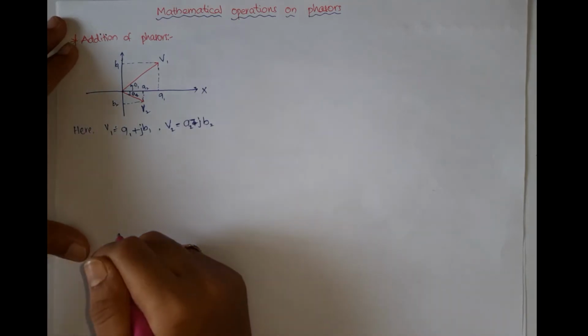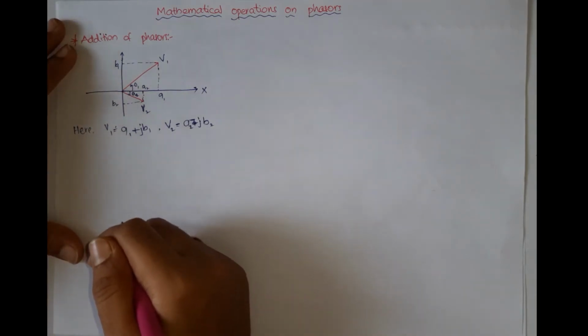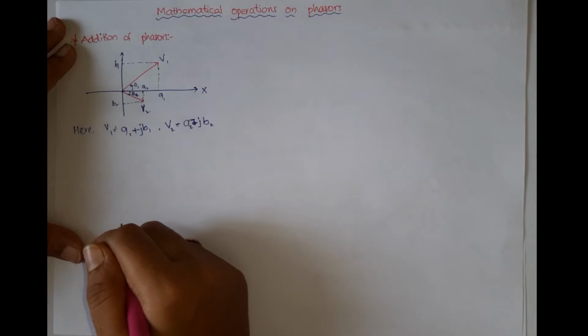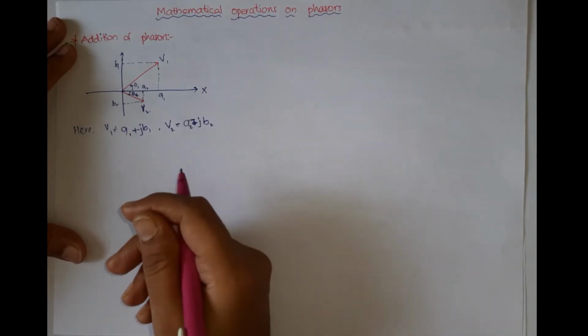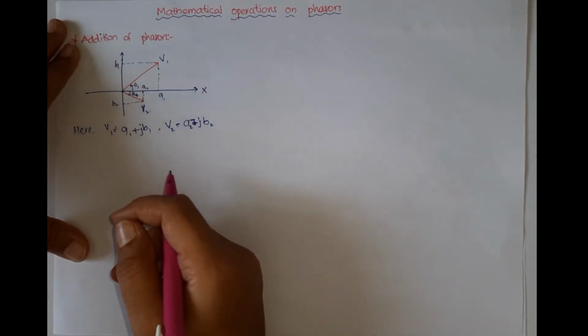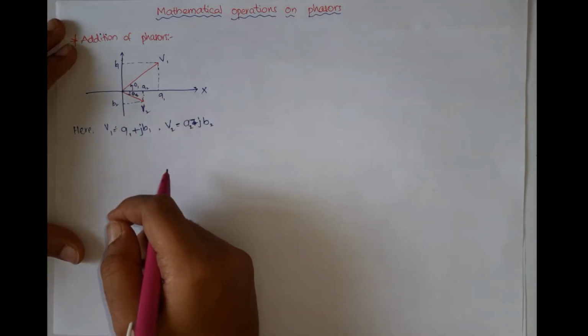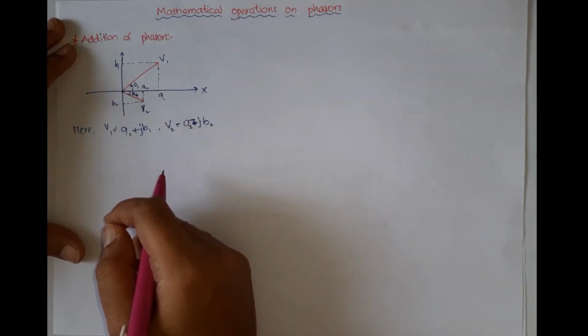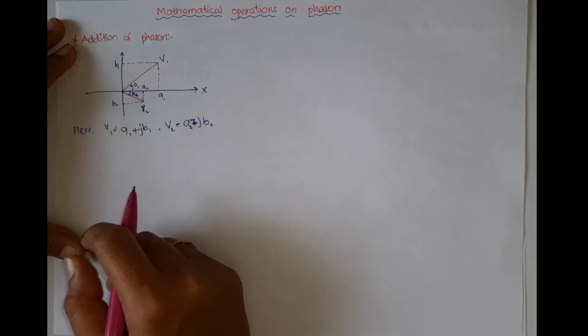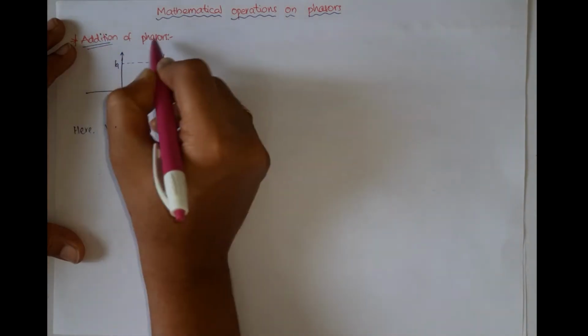Hello everyone. In this lecture, let us see how different mathematical operations can be done on phasors: addition of two phasors, and how subtraction, multiplication and division of two different phasors are done. So first of all, addition of phasors.